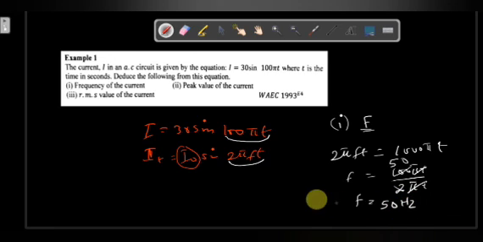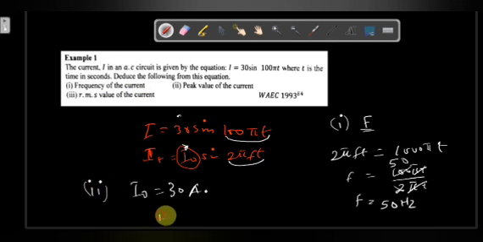As simple as that. Then the next, we have to look for the peak value of current. To find the peak value of current, I naught, you just compare this and this. So that will be 30 amps. Okay. Next, the RMS value of current. So this answers 2.